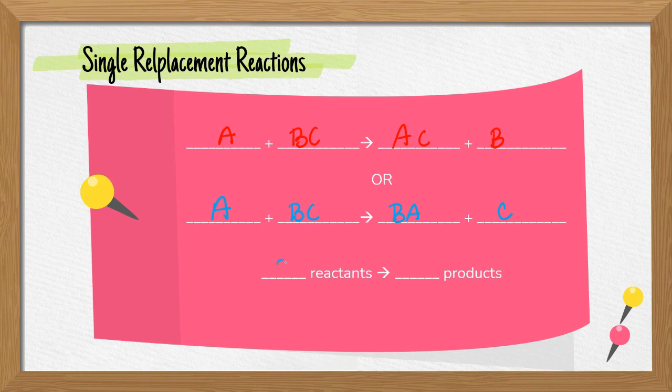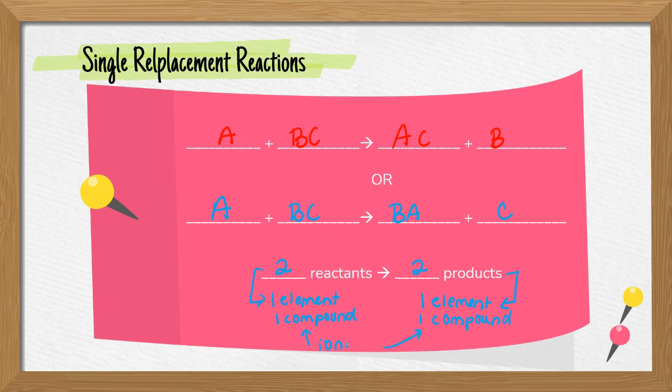So we always have 2 reactants, and we always have 2 products, because look at the product side. Just like the reactants, you have BA or AC, those are compounds, and then B and C are single elements. So when you have 2 things, you will always have 1 element and 1 compound on the reactant side, and on the product side too. You will have 1 element and 1 compound. Now, this compound is going to be on both sides, doesn't matter which one.